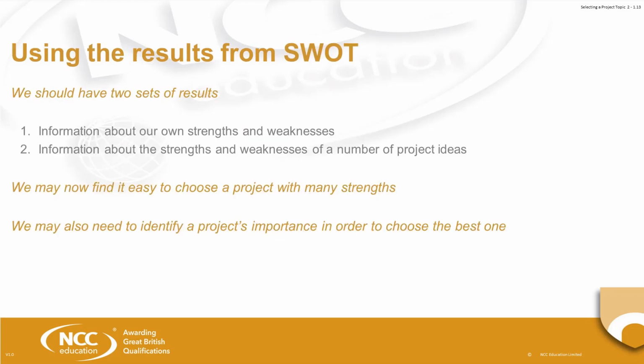So we should, at the end of this, have two sets of results. One is information about our own strengths and weaknesses, and the other one is information about the strengths and weaknesses of a number of project ideas. Maybe we can now find it easy to choose a good project because we've got one with a lot of strengths, but we might need to identify whether these strengths are actually important and how important they are in order to help us choose the best project.